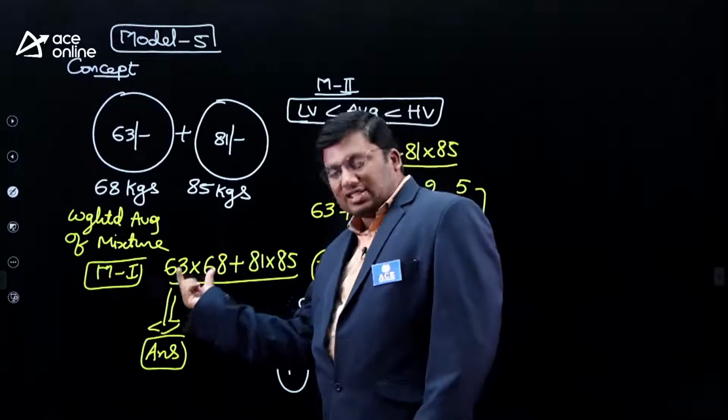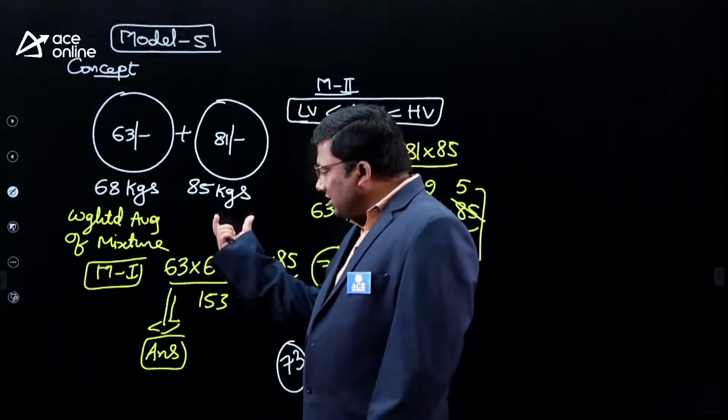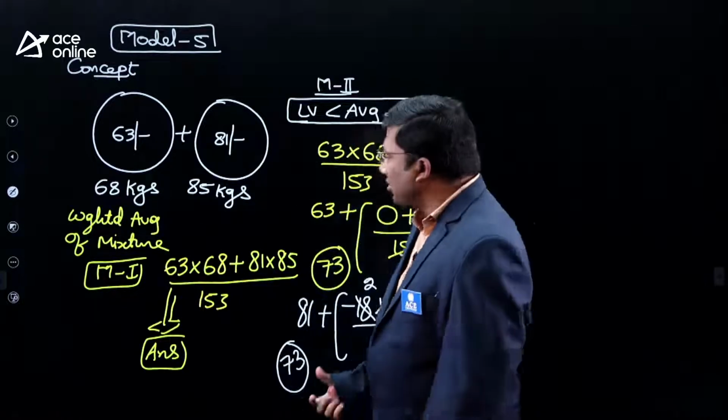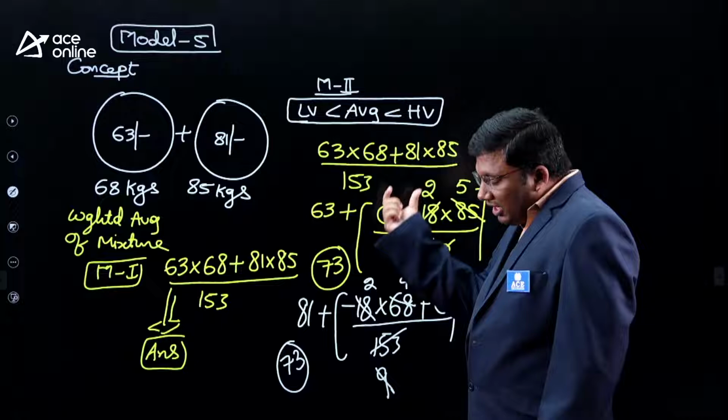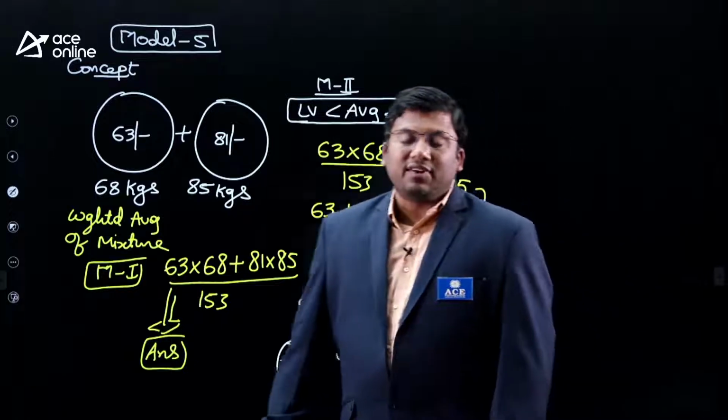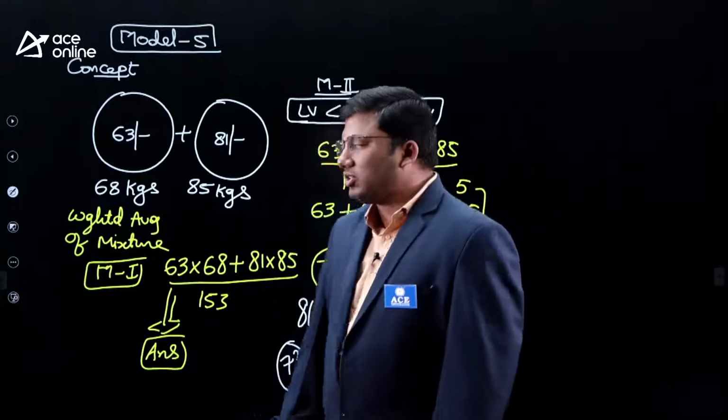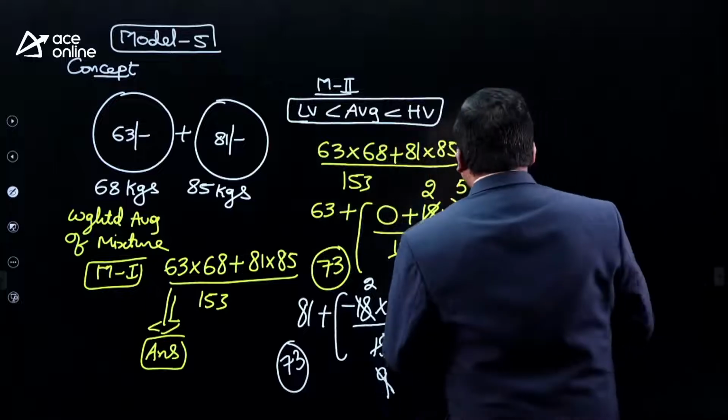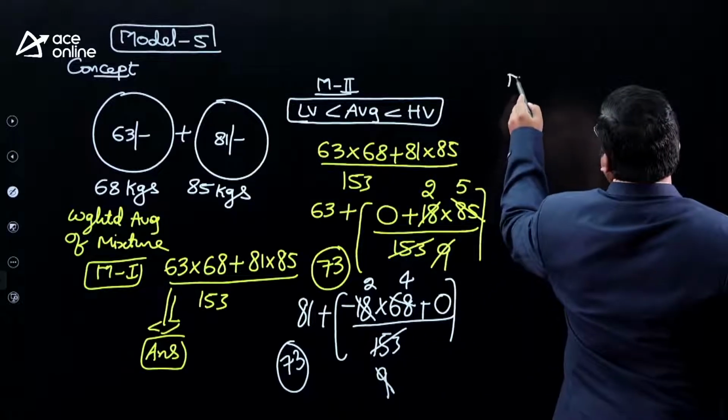This is a traditional way of solving a question. This is the textbook way of solving a question. This is from the definition of solving a question. Average always lies between lowest value and highest value. Now, Anil Nair's way of solving a question.